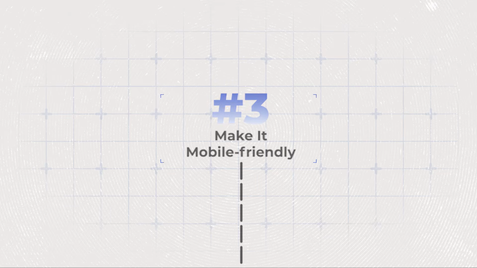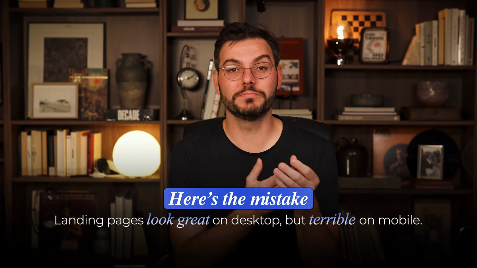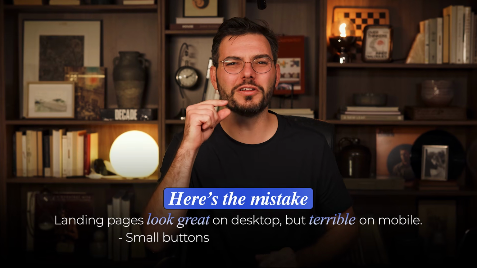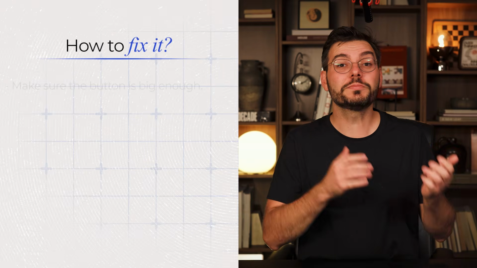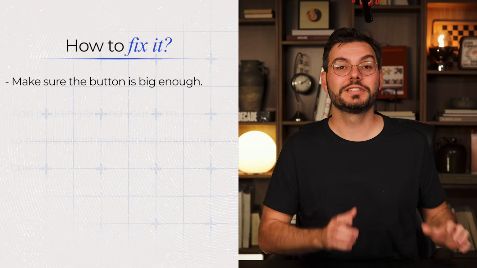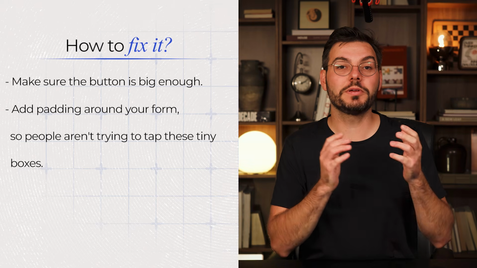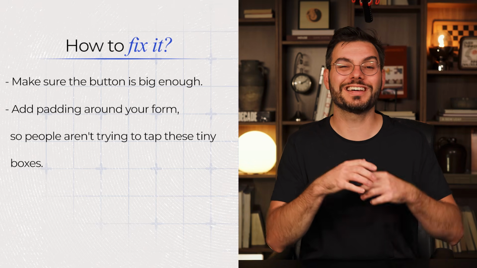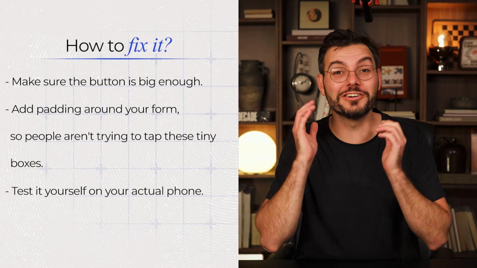Hack number 3, make it mobile friendly. And this is huge because half of your traffic is likely coming from mobile. The problem is a lot of landing pages look great on desktop, but terrible on mobile. The buttons can be too small, the forms can be too crowded, and they're tapping all over the place, not hitting the right thing, so they give up and leave. So here's how to fix it. First, make sure that your button is big enough. Second, add padding around your form fields. You want to leave some space so that people aren't trying to tap those tiny little boxes that are all crammed together. And third, this is important, test it yourself on your actual phone.